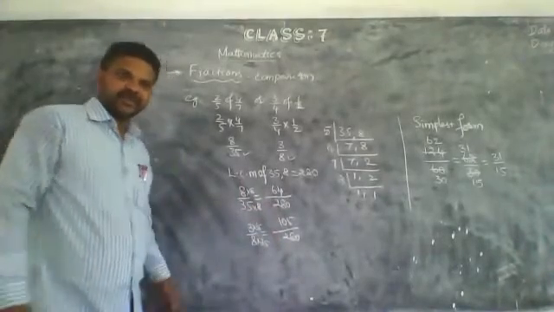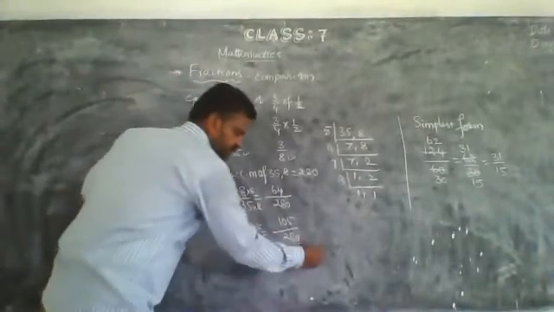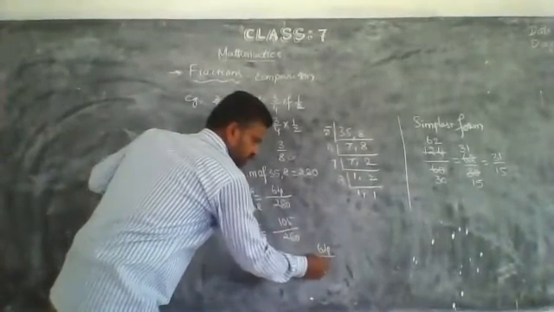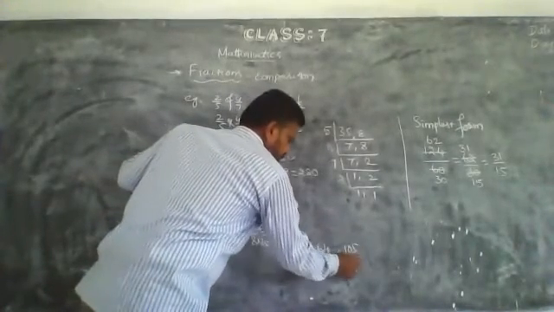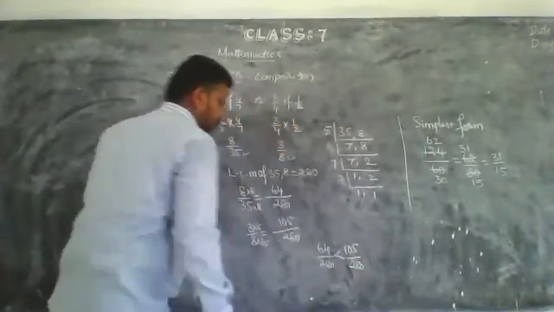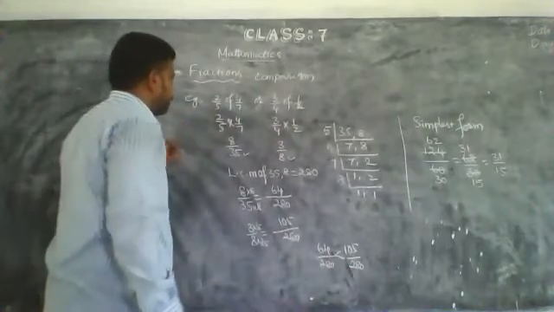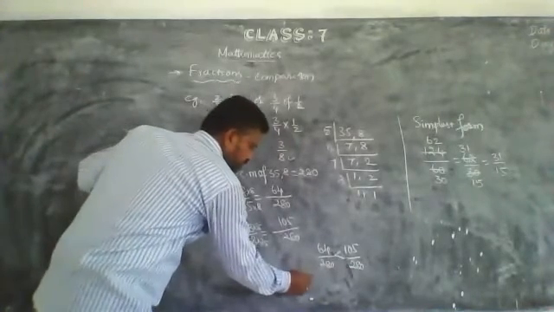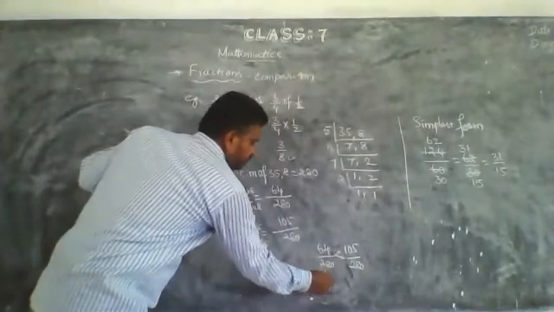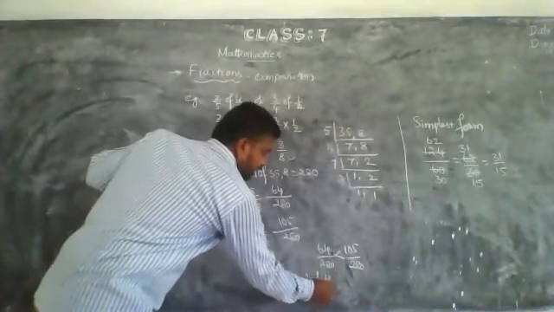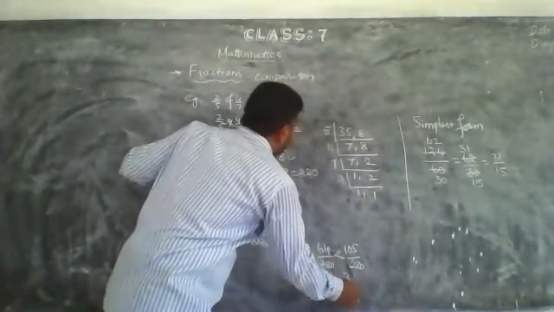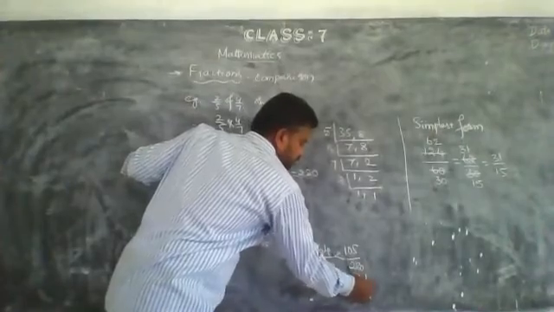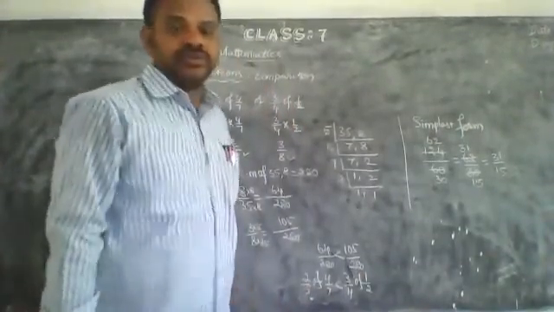Is it clear? Which one is greater? 64 by 280 is less than 105 by 280. Finally, 2 by 5 of 4 by 7 is less than 3 by 4 of 1 by 2.